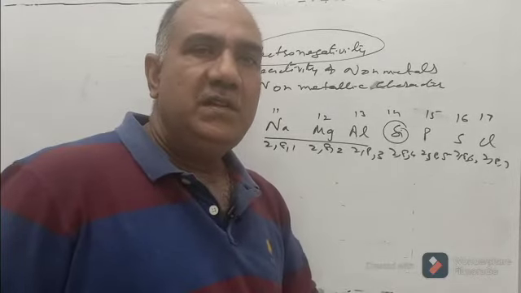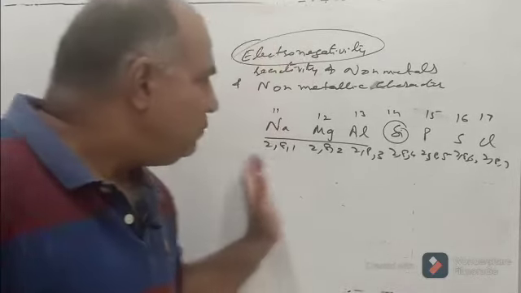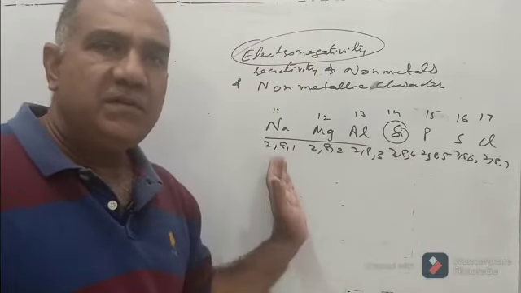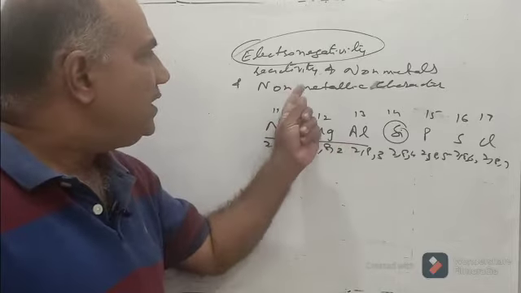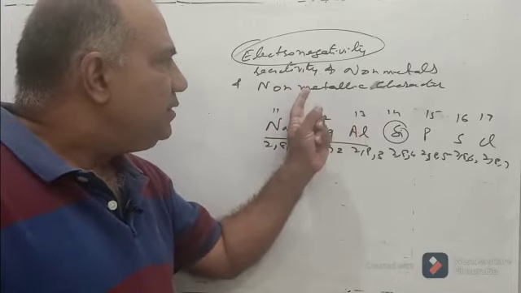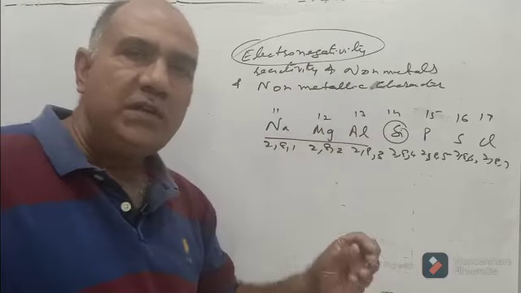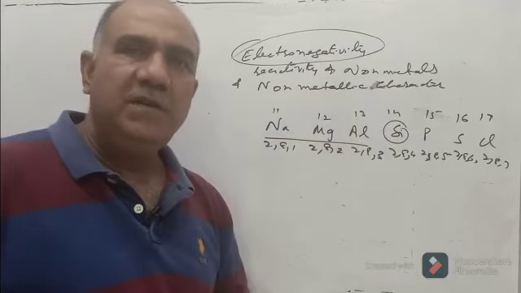So this is how we have seen that when we move across a period in the periodic table from left to right, electronegativity increases, reactivity of non-metals increases, and the non-metallic character also increases. For now it is enough.